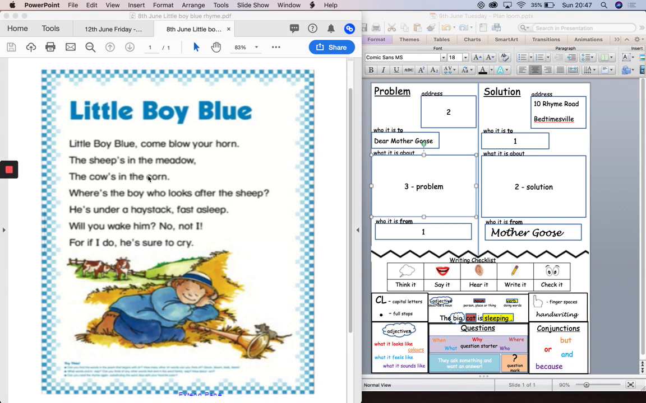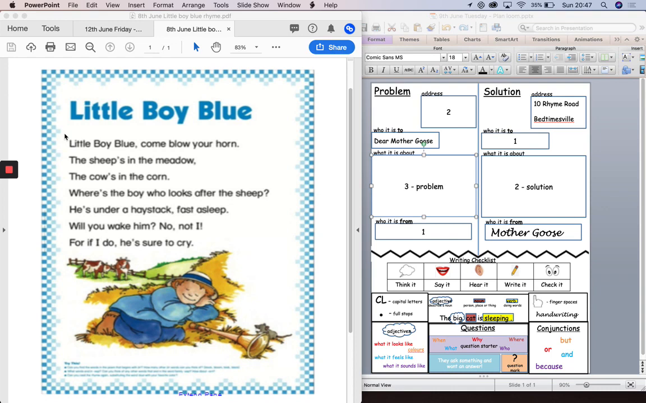I would like you to choose a nursery rhyme of your own to write a problem and then the solution letter from Mother Goose using the plan that we will look at for Tuesday. I have chosen Little Boy Blue. That is a rhyme that we did in school and we used that one, so I'm familiar with it. I'm happy to use that. You can choose to use Little Boy Blue as well, or you may do a little bit of research and choose your very own nursery rhyme.